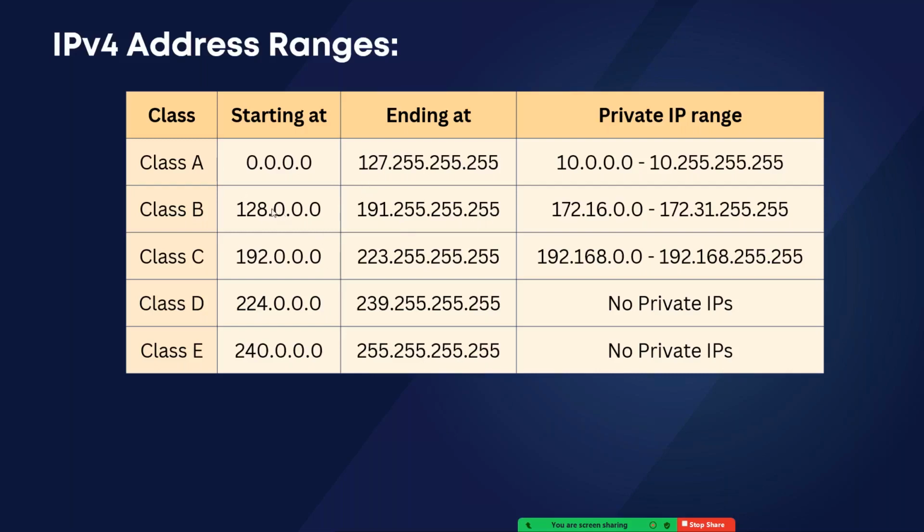0 to 127, 128 to 191, 192 to 223, 224 to 239, and 240 to 255. On the left side you have all even numbers, on the right side you have all odd numbers. These are the class ranges.